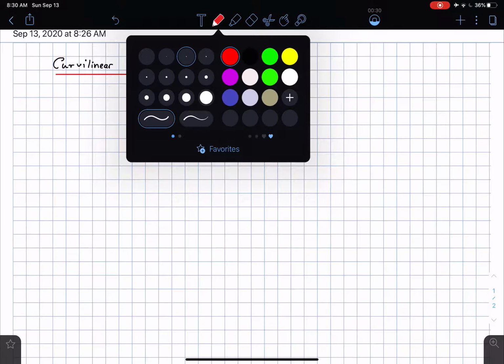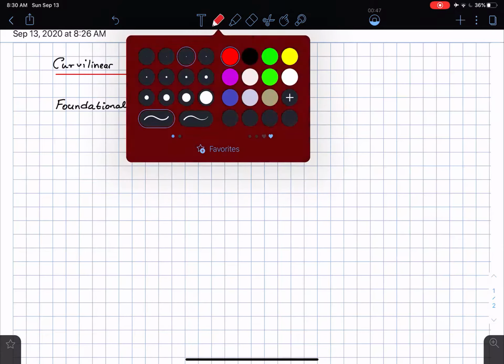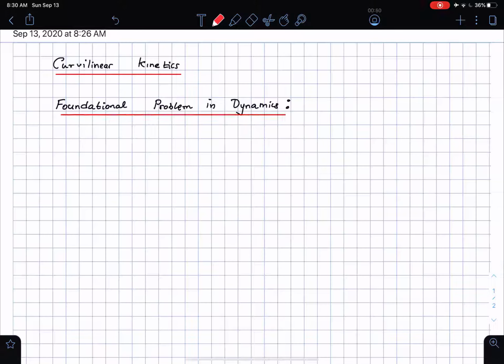This is a foundational problem, so I want to write this down. Foundational problem in dynamics. Okay, and what is that foundational problem? The foundational problem is: obtain the equation of motion of the pendulum system shown below.